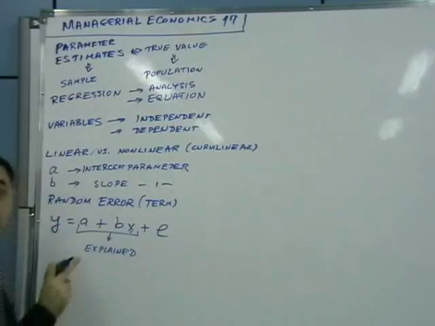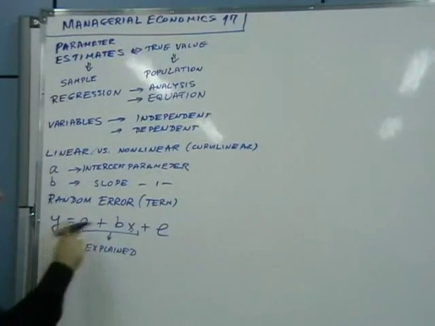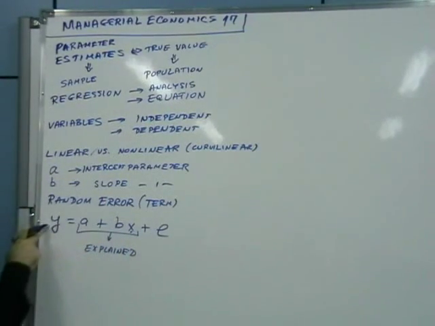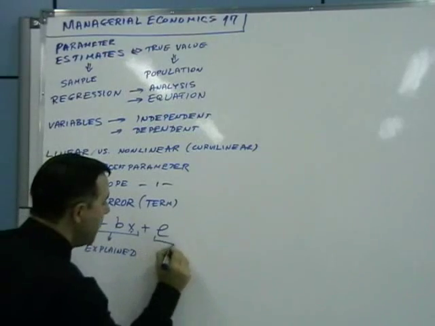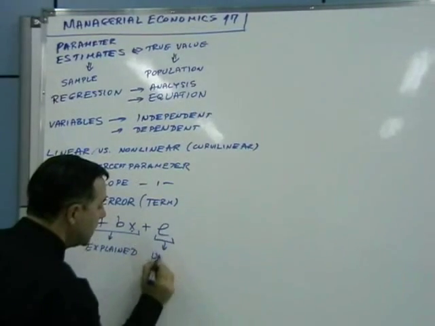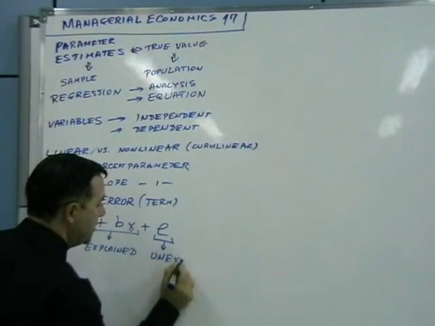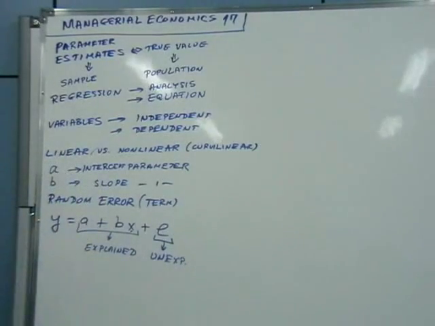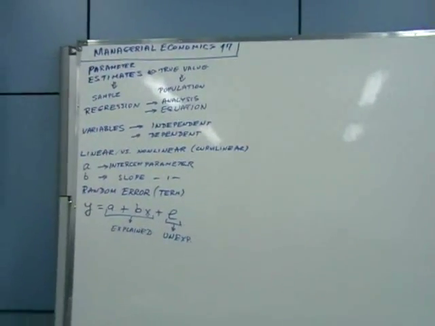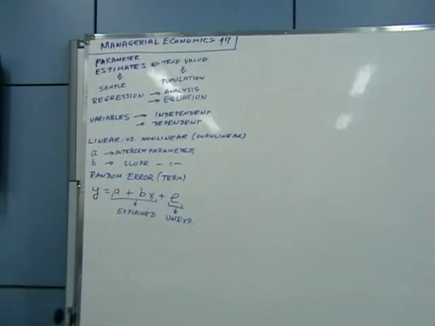Explained, because based on the value of x and the two parameters, we explain that part in e. And this remains as the unexplained. Alright? Let's see what else we have further on.